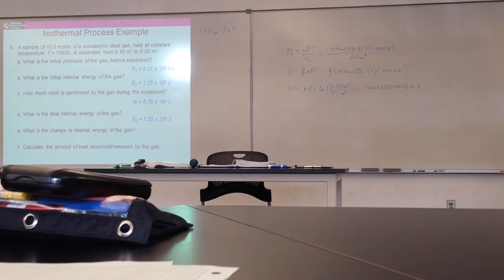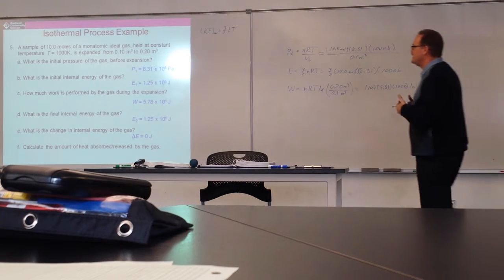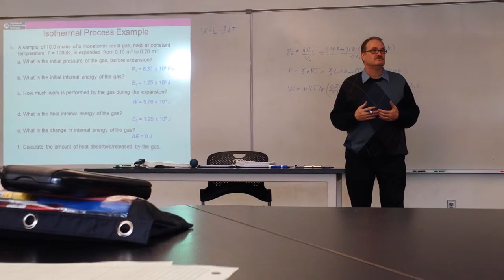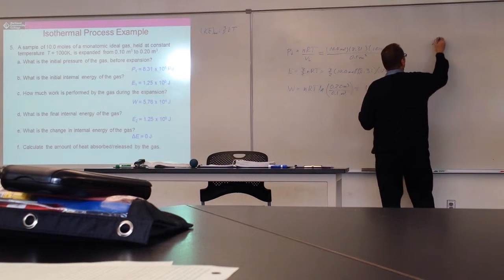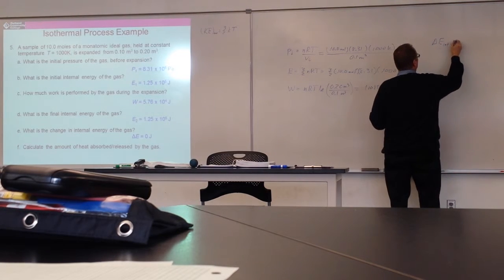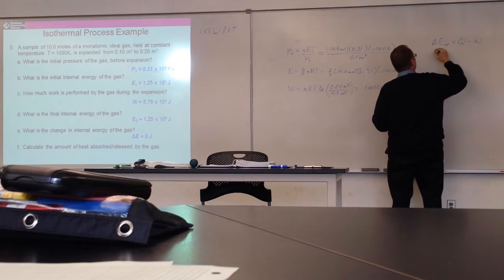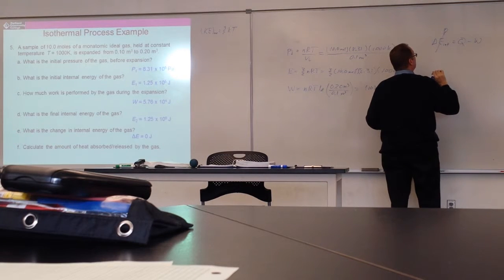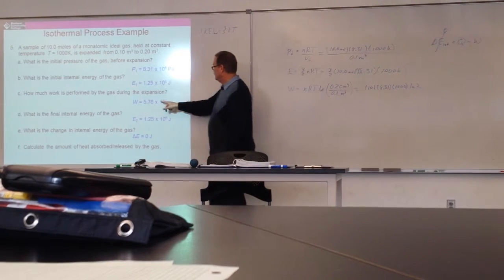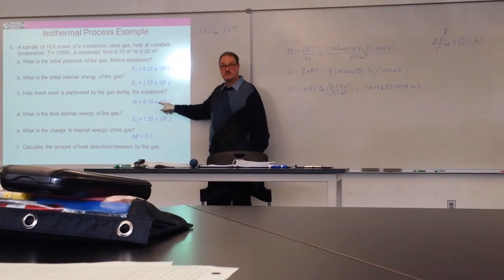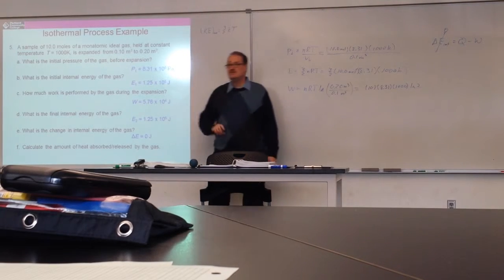0. Okay? So calculate the amount of heat absorbed or released by the gas. Q. And what is it equal to? Is it 0? First law of thermodynamics says delta E internal equals Q minus W. So if delta E is 0, then Q equals W, so it's 5.76 times 10 to the fourth. So since for an isothermal process Q equals W, you know the amount of heat.